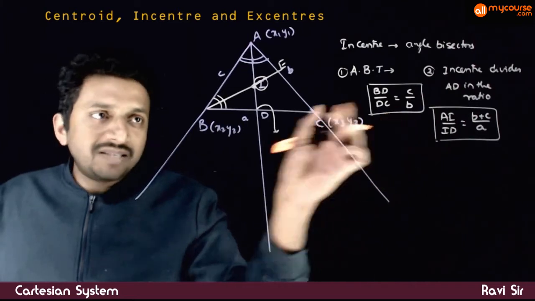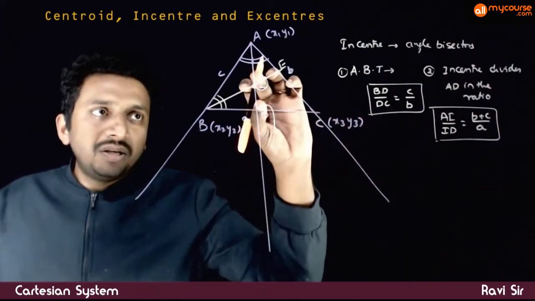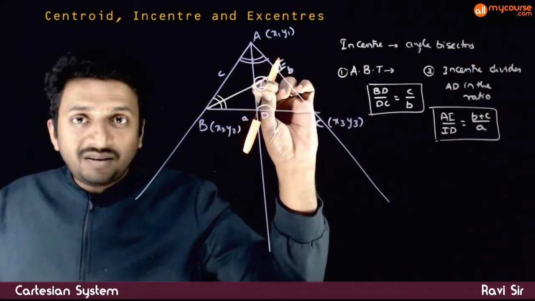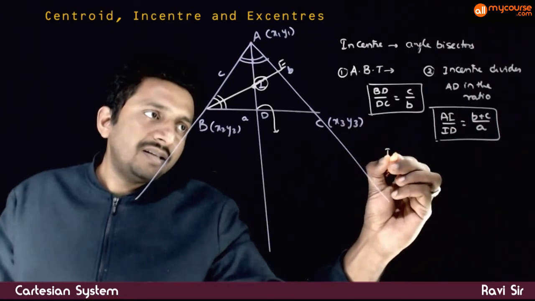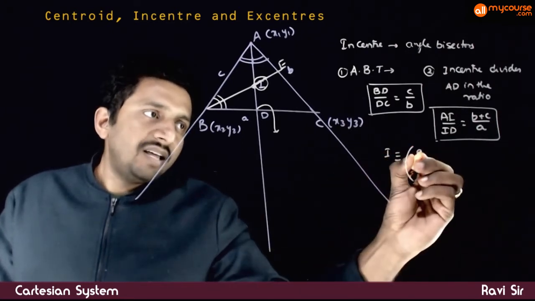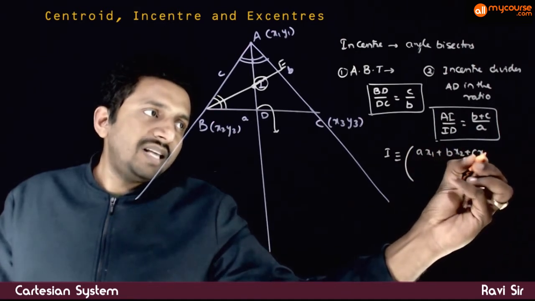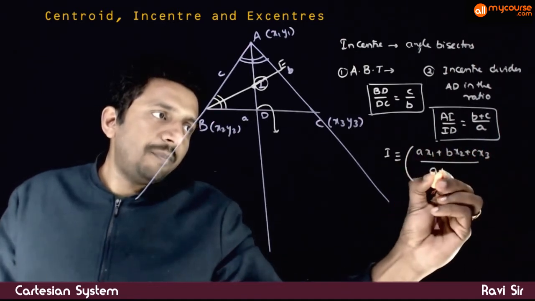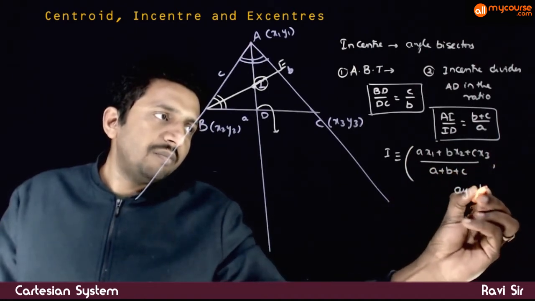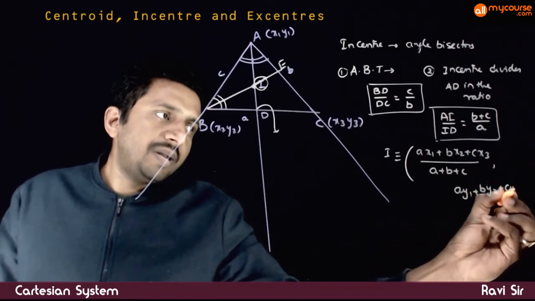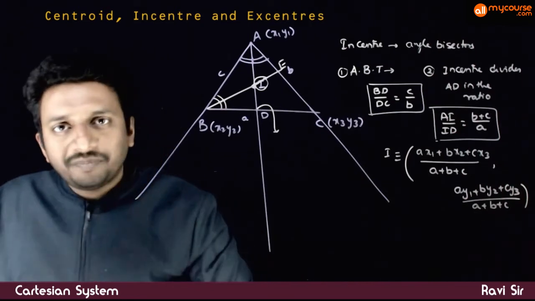So using the angle bisector theorem, you can find the vertex D, and using this ratio, you can find the coordinates of I. Once you apply it, you get the coordinates of I as (aX1 plus bX2 plus cX3) by (a plus b plus c), comma (aY1 plus bY2 plus cY3) by (a plus b plus c).